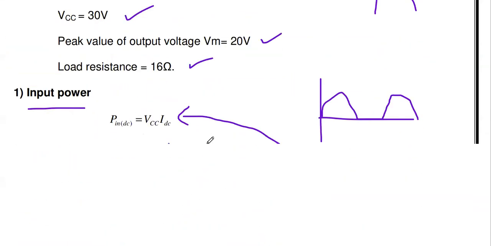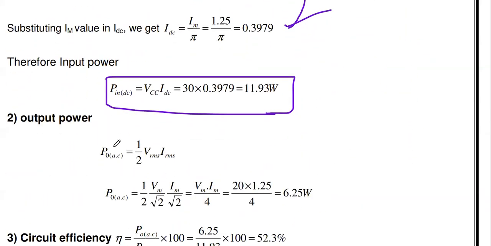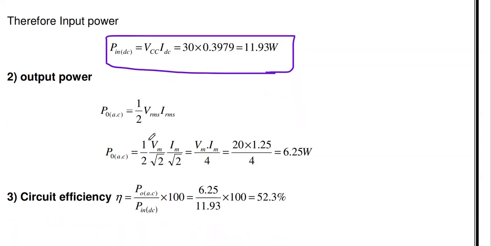So here we may use one more formula for PAC in terms of VRMS into IRMS. The output AC power is nothing but the product of VRMS into IRMS divided by 2. What is VRMS? You know VRMS is nothing but VM by root 2, and IRMS is nothing but IM by root 2, into 1 by 2. So VM and IM, multiplying 2 by root 2 gives 4, so it is VM IM by 4.